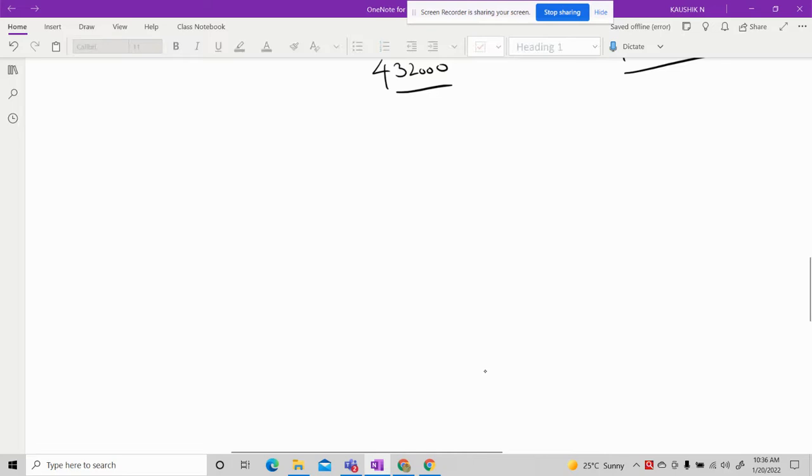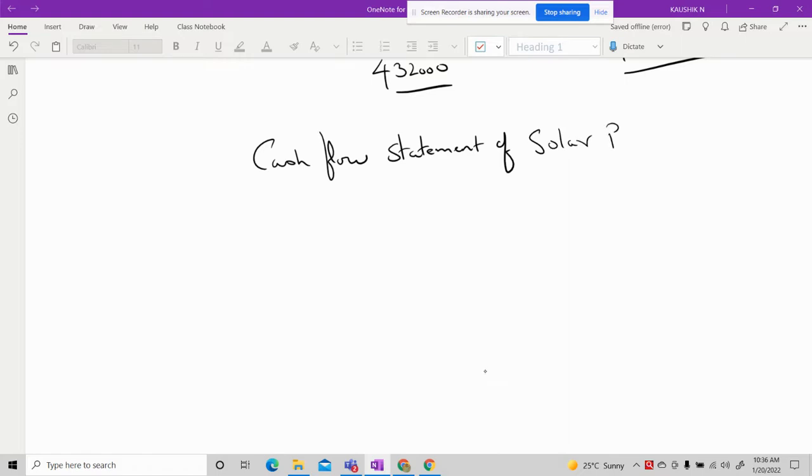Let me write the heading. It is cash flow statement of Solar Power Limited as per AS3 revised, as at 31st of March. The year given in the question is 2014.